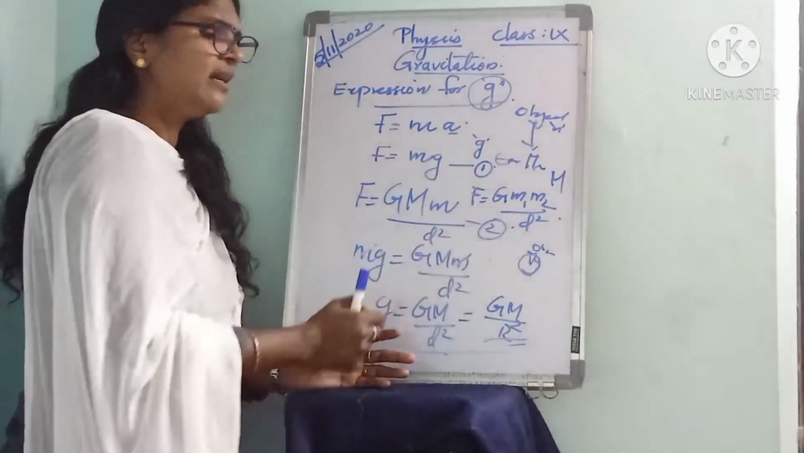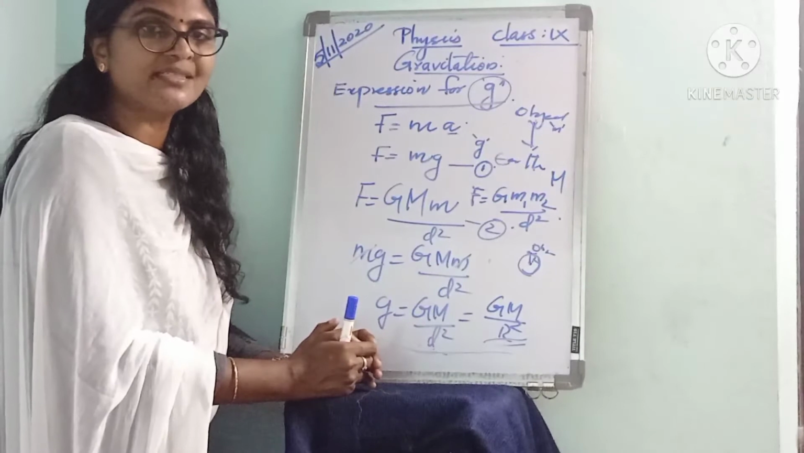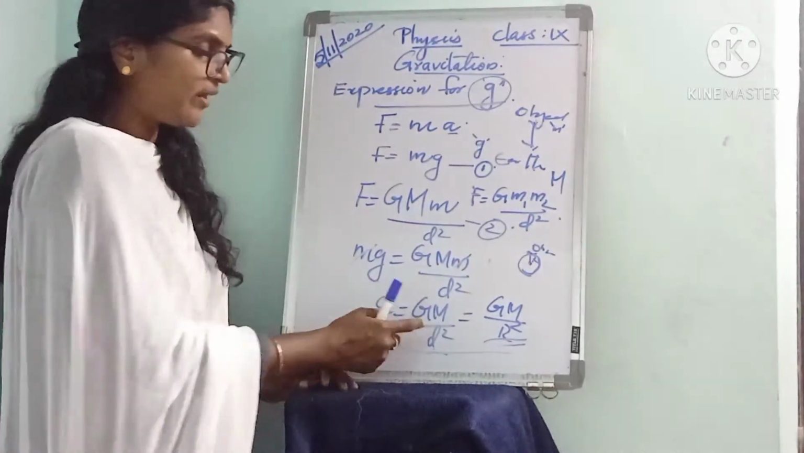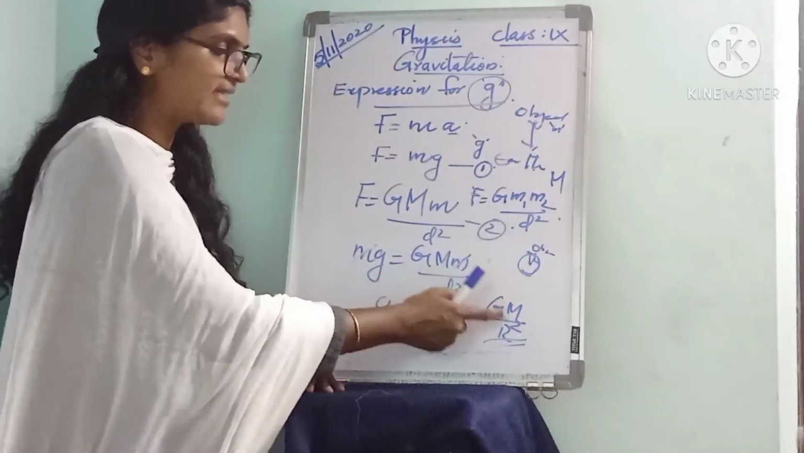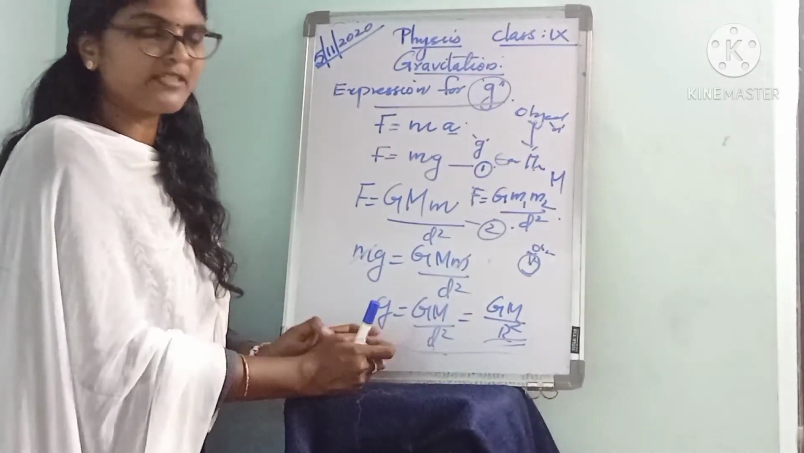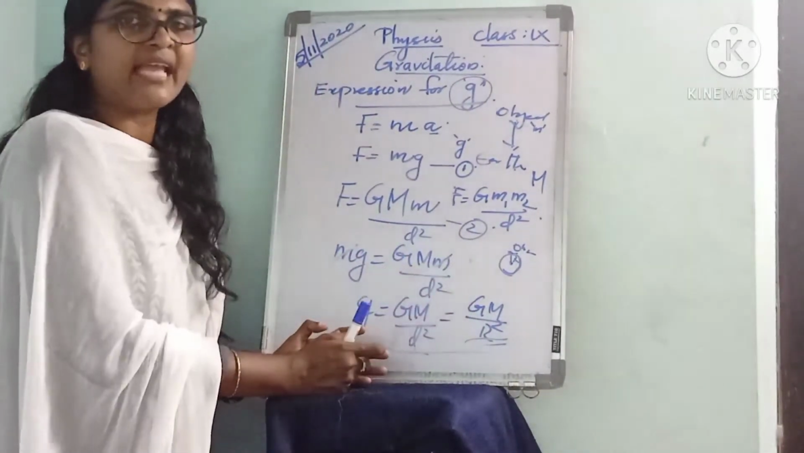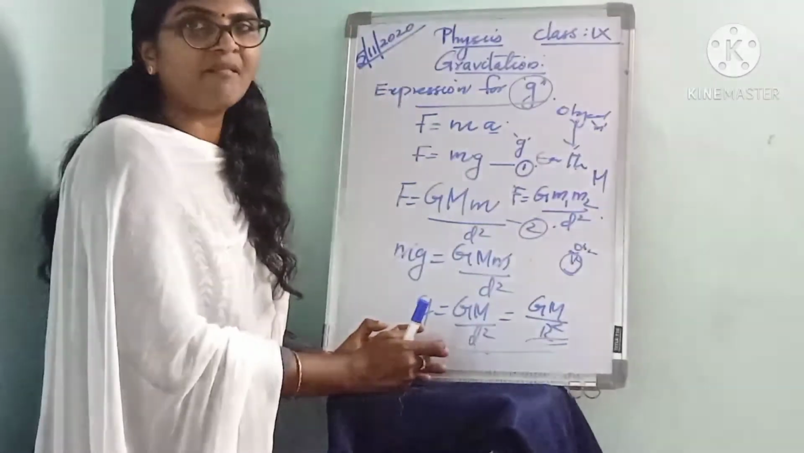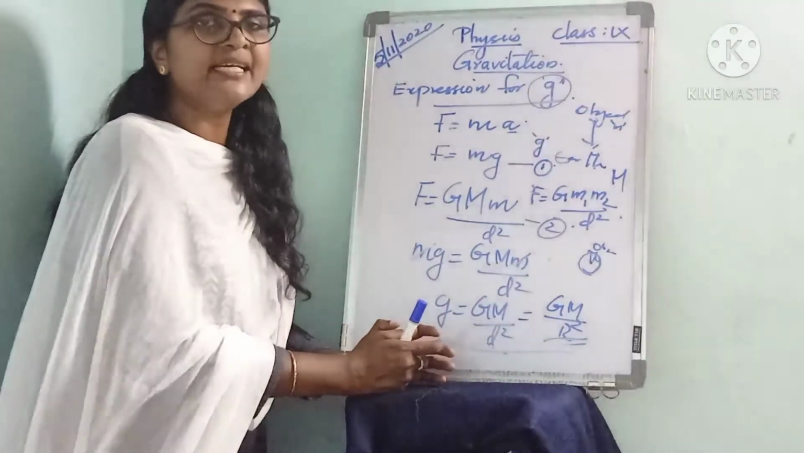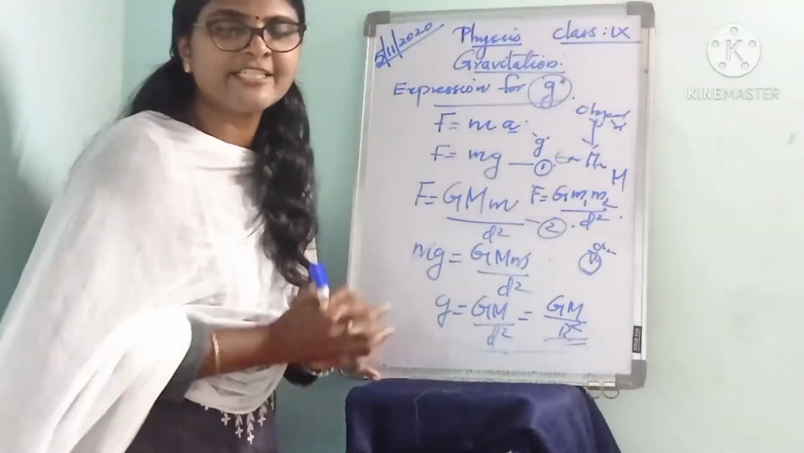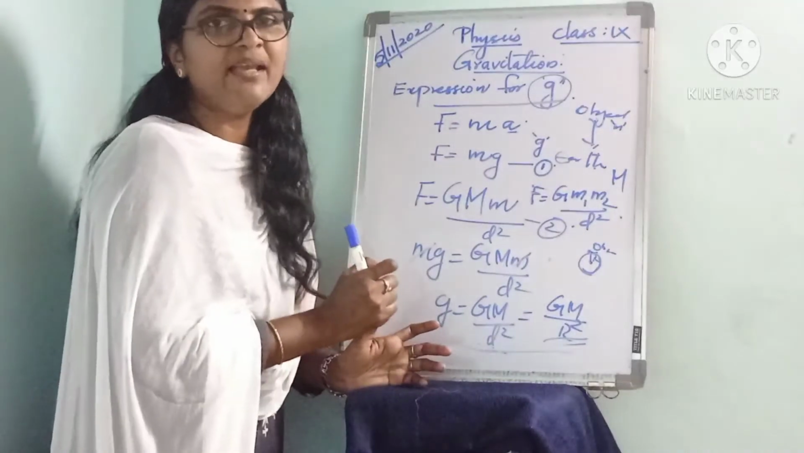Suppose the object is placed on the surface of the earth. Then the distance between the earth and the object is equal to its radius, that is, the radius of earth. So instead of d we can write r, the radius of earth, and the expression for small g is GM by r square. The expression for acceleration due to gravity is g equal to GM by r square, where capital G stands for the universal gravitation constant, capital M is the earth's mass, and capital R is the earth's radius.